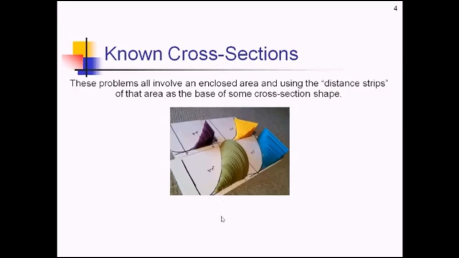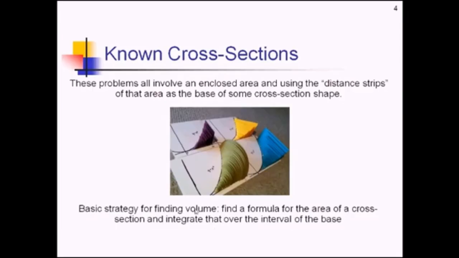So our general strategy for finding volume is going to be what we did with solids of revolution. We're going to find a formula for the area of a cross-section, and we're just going to integrate that over the interval of the base. So in general, our formula is just going to be volume equals the integral from a to b of A(x) dx, just like before. Only now we're going to have to be a little bit more creative figuring out A(x).